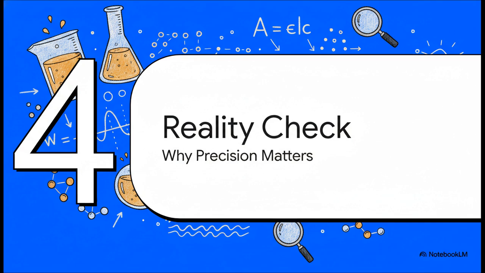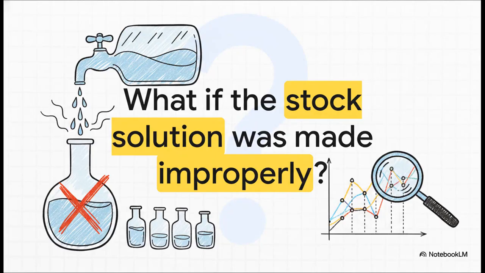Well, not so fast. Let's do a quick reality check because it really highlights why all those careful little steps we took were so incredibly important. Let's just play out a scenario for a second. What if there was a mistake made way back at the beginning? What if the main stock solution we used was actually a little too watery because someone made a mistake? What do you think would happen then?